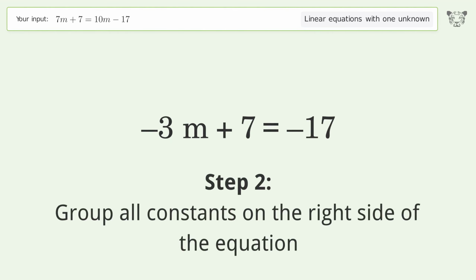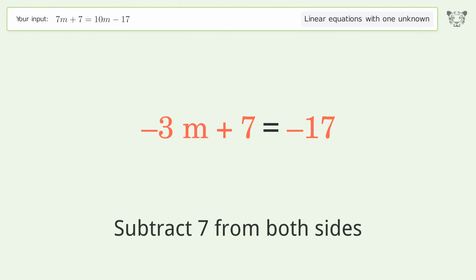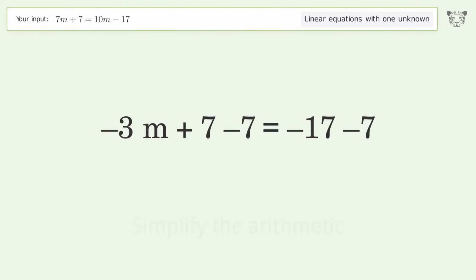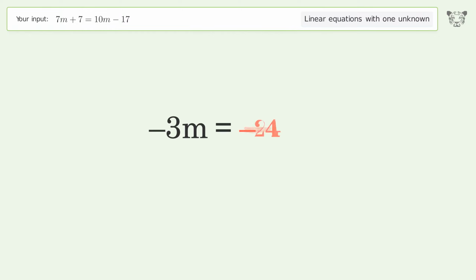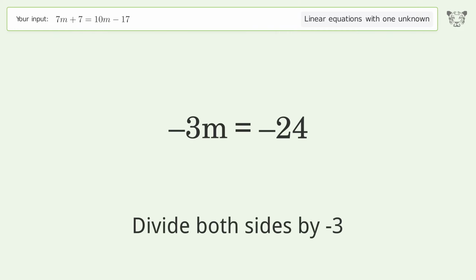Group all constants on the right side of the equation. Subtract 7 from both sides. Simplify the arithmetic. Isolate the m. Divide both sides by -3.